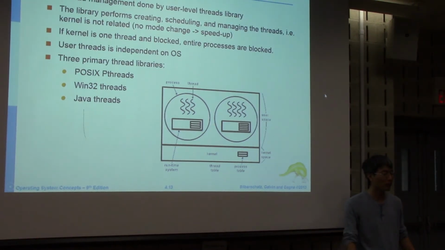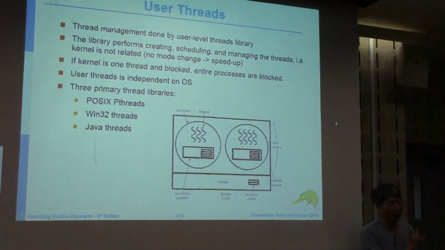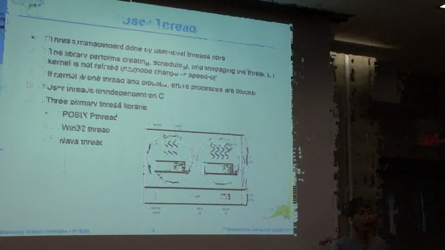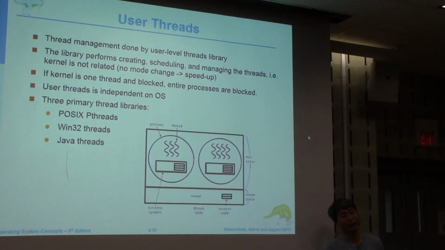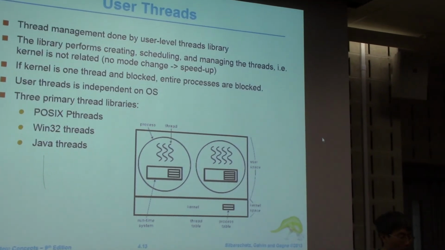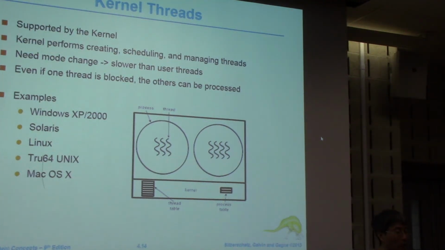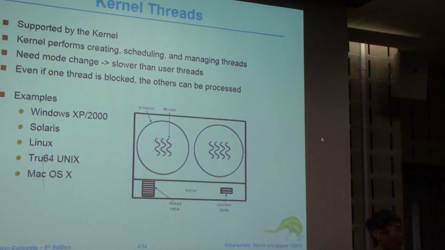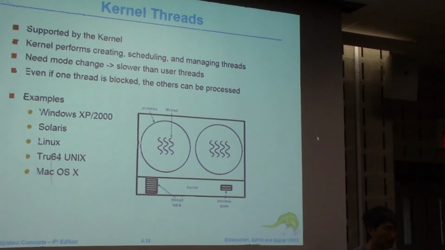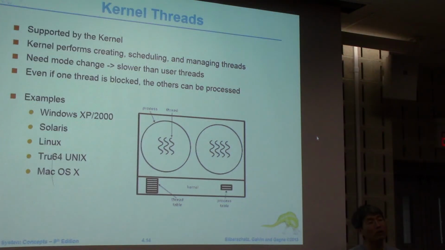There are different types of user thread. For POSIX we have Pthreads, Windows 32 has its own thread, and Java threads are also very popular on top of the Java virtual machine. You can create your thread and change its state. We will see an example of that. Similarly, we can have the kernel thread at the kernel level. The operating system is in charge of managing kernel threads. Even though one kernel thread is blocked or stopped, the other kernel threads are still running for other users.